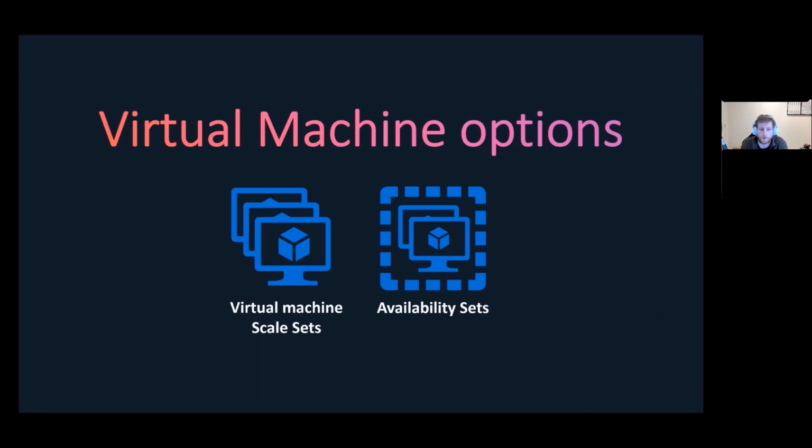So if one of those racks has a problem, whether it's a hardware issue or a disk failure, your application will still run because it's contained within a scale set. And then an availability set is similar to how a scale set works, but it's based on data centers within the region. So if you have a regional outage, your application will still run.